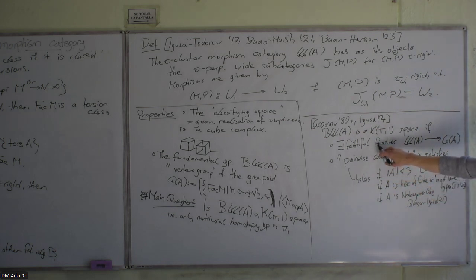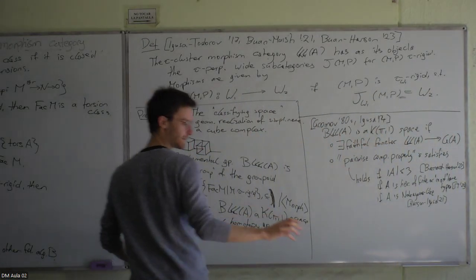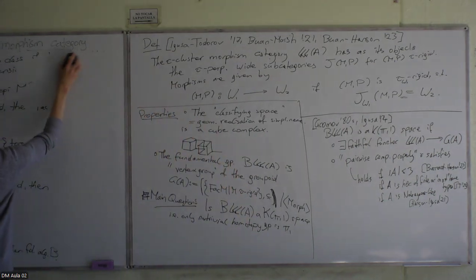Okay, so this is the second property. And this first one is the one that I have mainly been studying: when does such a functor exist? Okay. Any questions so far?